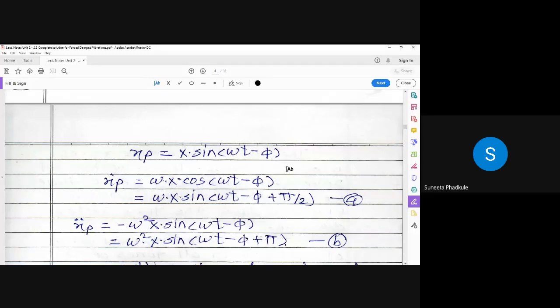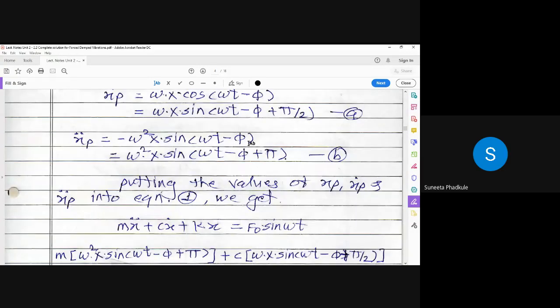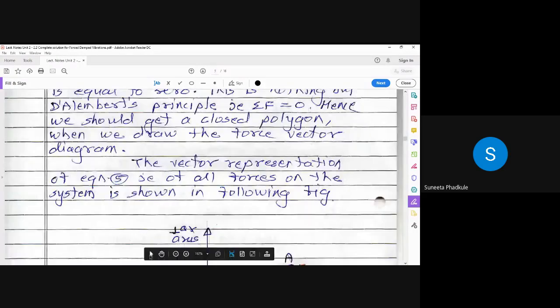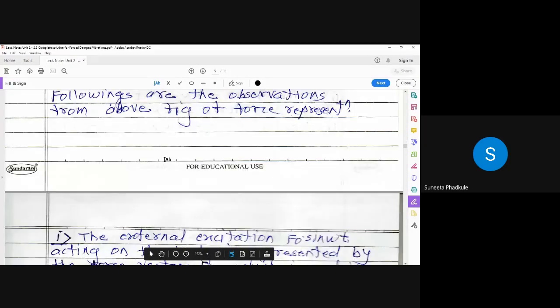Zeta is known to you because it is C upon Cc. M is known to you, K is known to you. Okay, so now I have to find out the values of X, capital X, and phi in terms of zeta, omega, omega n, etc. Okay, so now that is our next topic. Means it is not completed still.